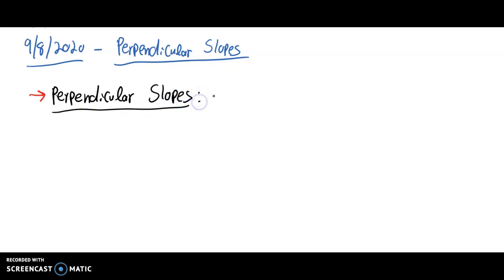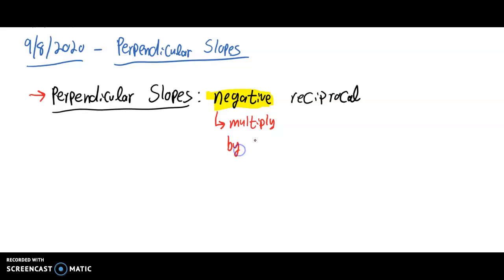Perpendicular slopes are negative reciprocals of one another. Let's break down these two words. When it says negative, what it really means is multiply by -1. And reciprocal is the inverse of a fraction. It's when you switch the numerator and denominator.